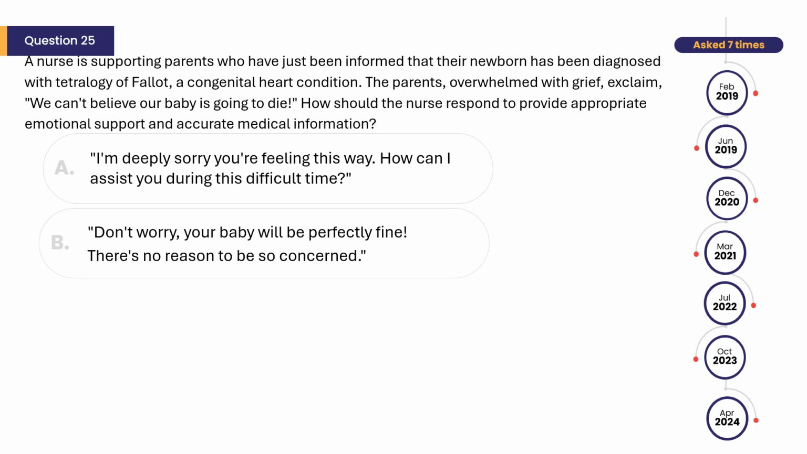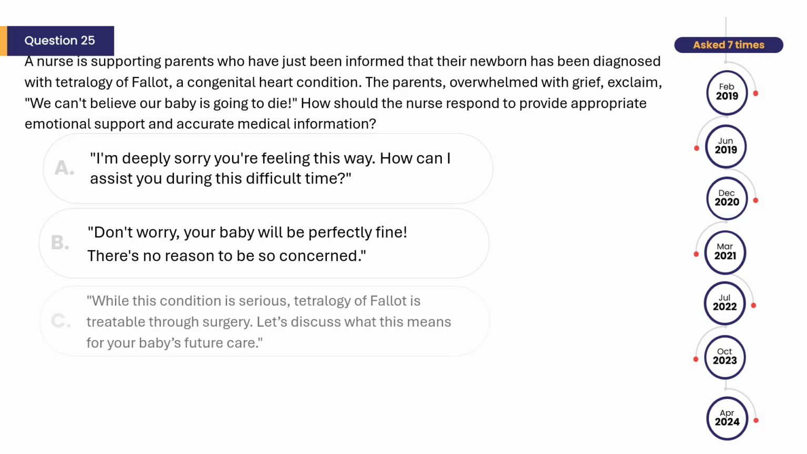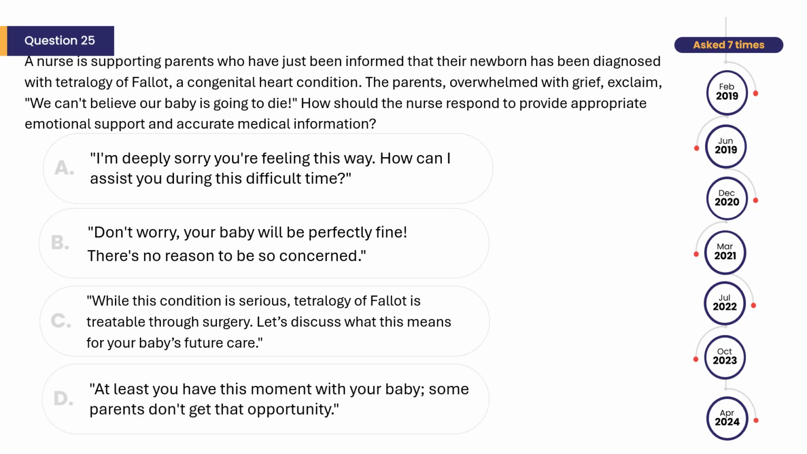Don't worry. Your baby will be perfectly fine. There's no reason to be so concerned. C. While this condition is serious, tetralogy of Fallot is treatable through surgery. Let's discuss what this means for your baby's future care. D. At least you have this moment with your baby. Some parents don't get that opportunity.